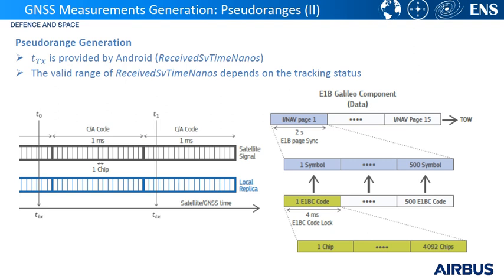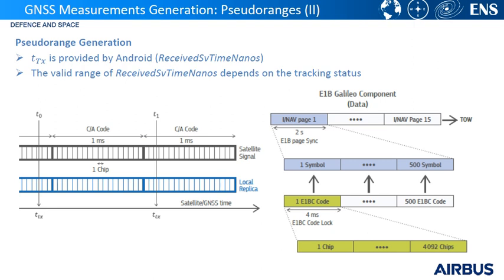TTX is provided by Android, received SV time nanos. The valid range of received SV time nanos depends on the tracking status. The receiver needs to synchronize with the satellite transmitted signal. Picture on the left presents a synchronization with the CA code.